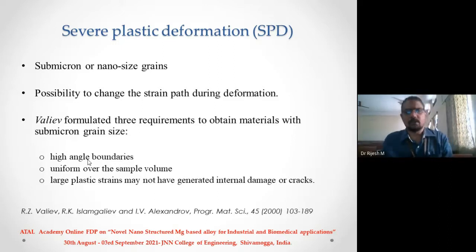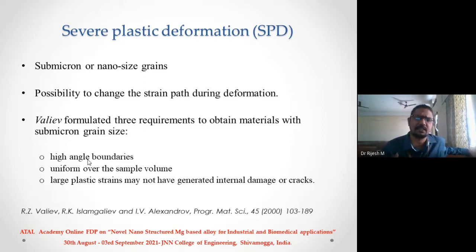But that is one thing. And the deformation should be uniform throughout the volume of your specimen. That is another requirement. You can always say that large plastic strains may not have generated this internal damage or crack. When you're actually deforming the material to that extent, there is quite a possibility that you get shear bands and the material cracks down. I don't want that to happen.